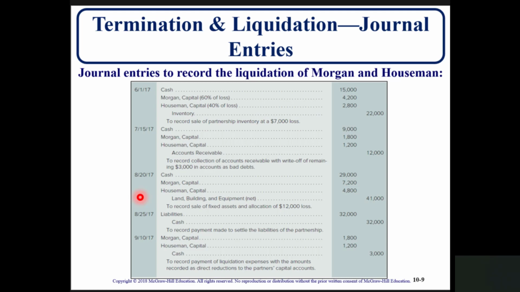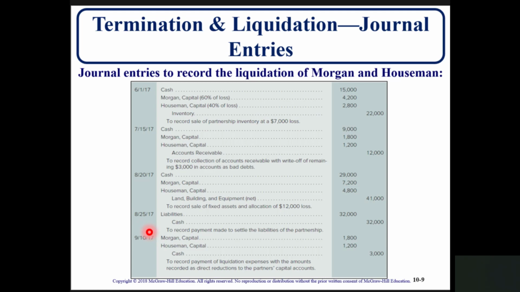Next, record the sale of fixed assets and allocation of a $12,000 loss. They received $29,000. Land, building, and equipment was recorded at $41,000, the carrying cost. And so the difference is offset by the two owners, Morgan and Houseman, for $7,200 and $4,800 respectively.